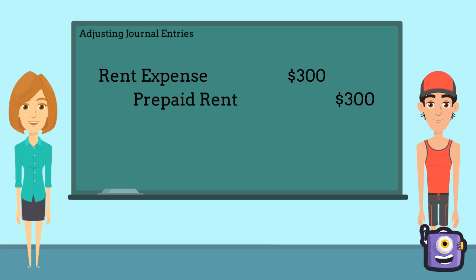The journal entry to record the usage of rent is to debit rent expense for $300 and credit prepaid rent for $300. The reason we debit rent expense here is because after we prepaid our rent for the year, we cannot recognize it as an expense until it is used. Now we have used 3 months of our rent, so we can now expense it. We debit rent expense to recognize the expense and credit prepaid rent to recognize that it has been used.